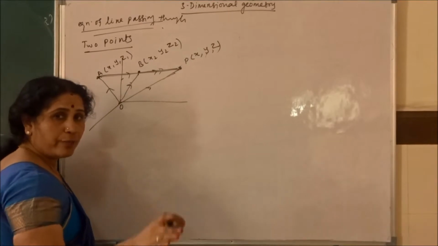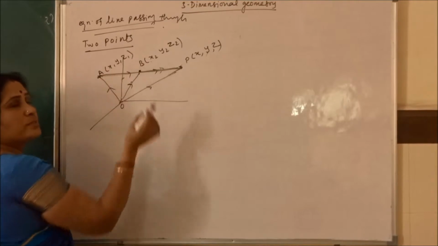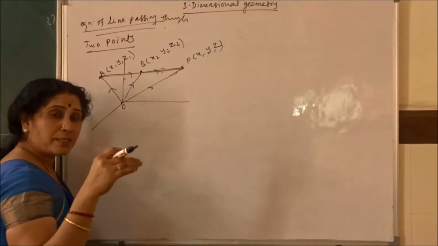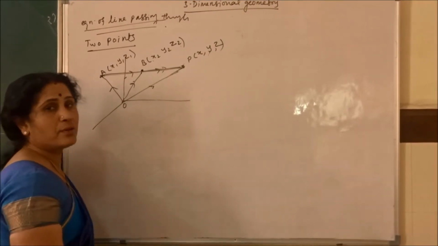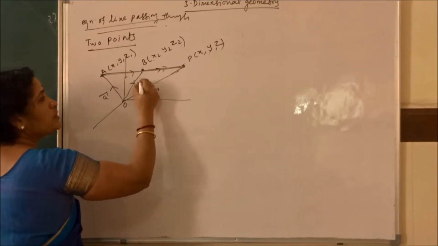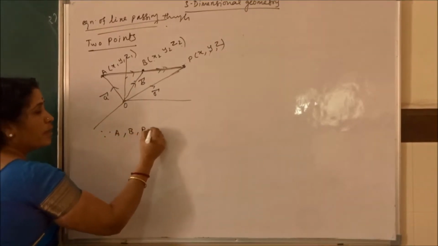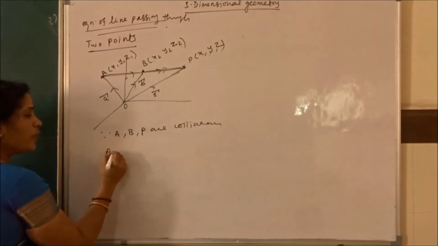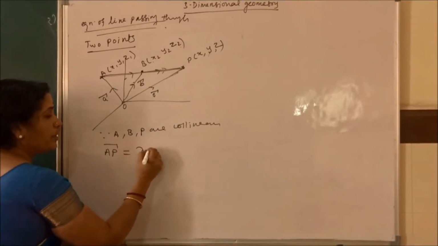The direction ratio is already given. Now you can find the direction ratio from the 2 points, that is x2 minus x1, y2 minus y1, z2 minus z1. The basic equation is r vector equal to a vector plus lambda into b vector. That is the formula. Now how do I derive it? Listen here. This is the r vector and this is the b vector. Since A, B, P are collinear, am I correct? They lie on the same line. So I can write AP vector is parallel to AB vector, AP equal to lambda into AB vector.